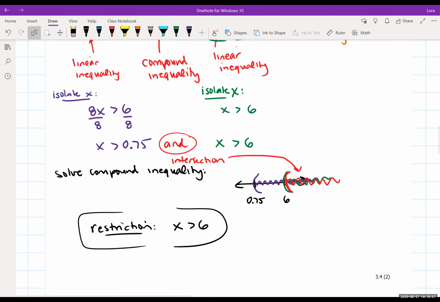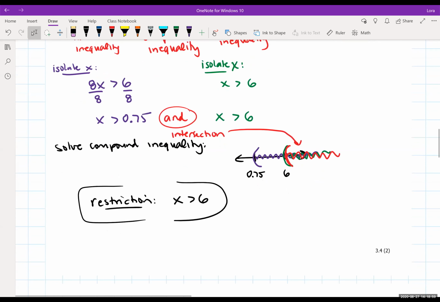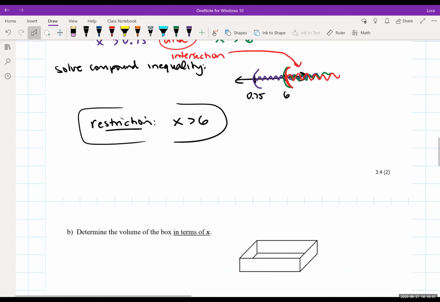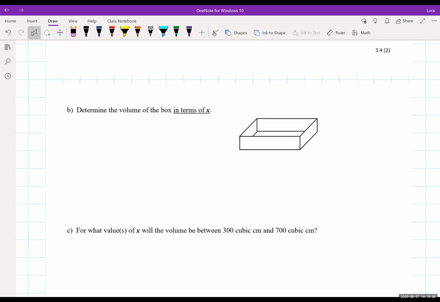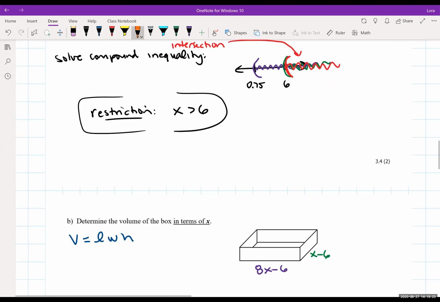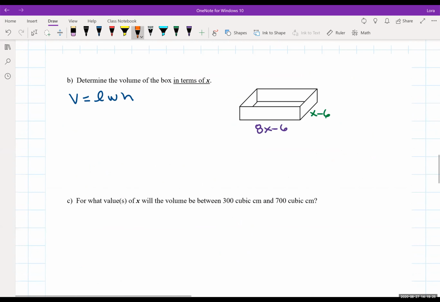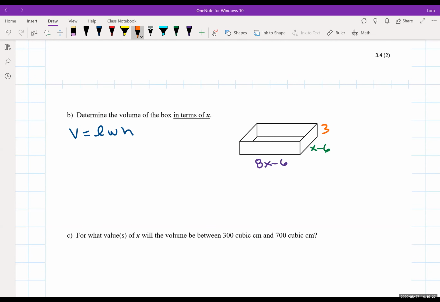So once you're done with the restriction, which by the way will help us in a second or so, now we're going to say, what do we know about the volume of the box? Remembering for ourselves, volume is length times width times height. We're going to go back and figure out what our dimensions were again. I believe we had 8x minus 6 as the length, x minus 6 as the width, and I believe it was a 3. Yes, it was, 3 centimeters as the height.